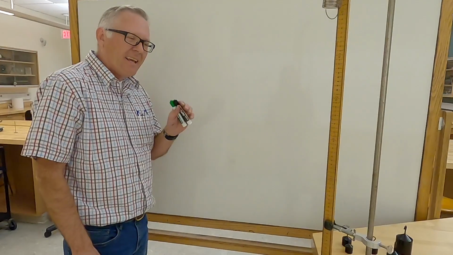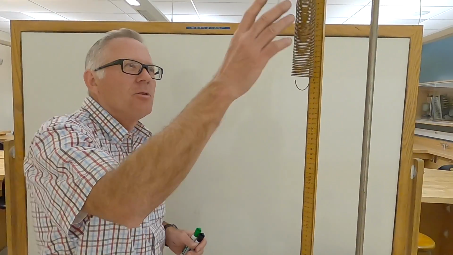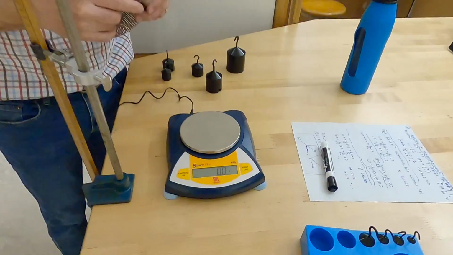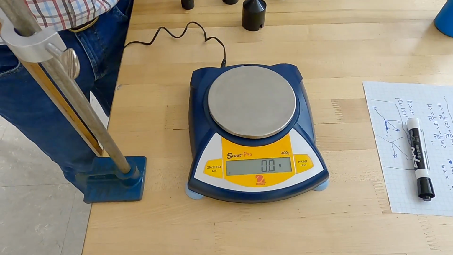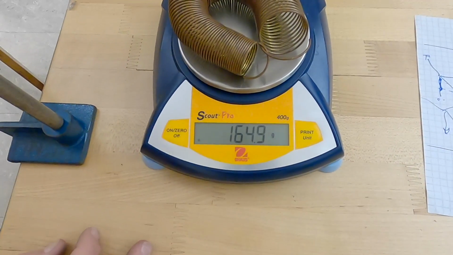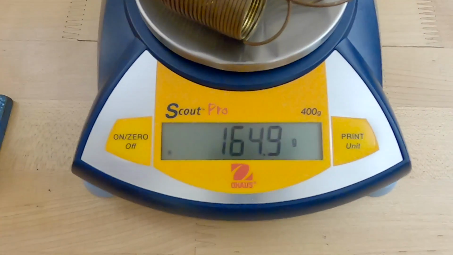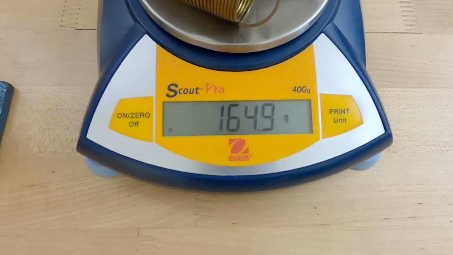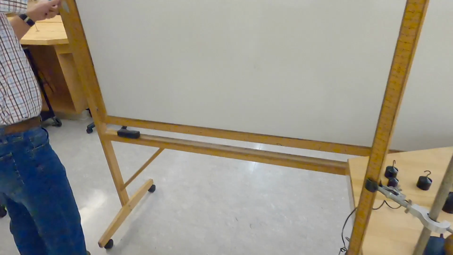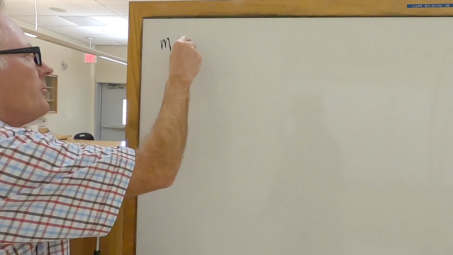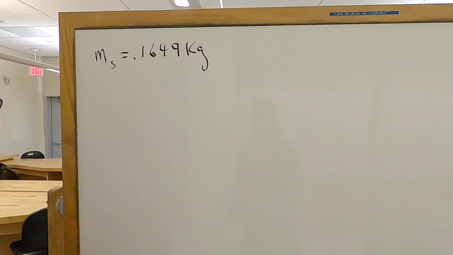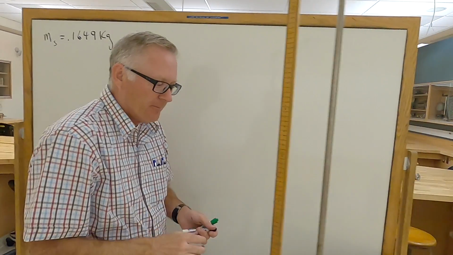Okay, so now we want to take the data on this. The first thing I'd like to do is get the mass of the spring. So we'll just put the spring on here, and the mass of the spring is 0.1649 kilograms. So the mass of the spring is 0.1649 kilograms. Okay, remember that. You're going to need that number.